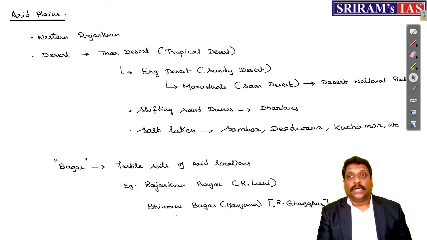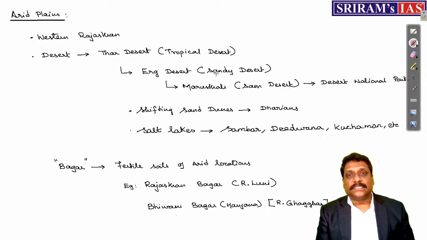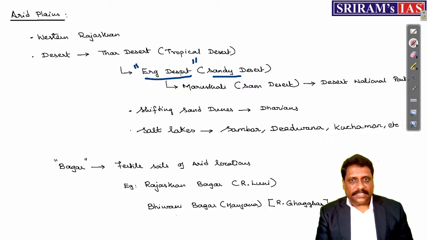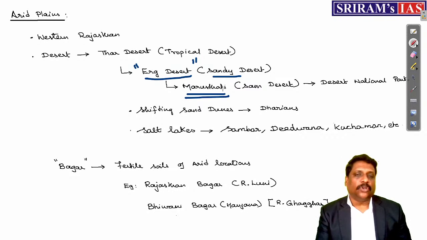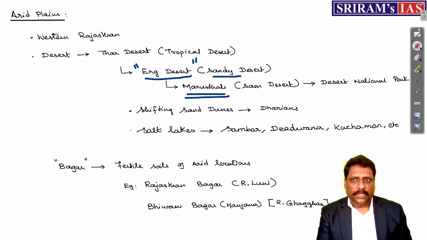In that way, Thar desert is a sandy desert. Technically, we call them as what? Erg desert. And this sandy desert, my dear friends, locally in Rajasthan, you call them as what? Marusthali or Marusthal. Right. The finest example, we have this Sam desert, where we have this desert national park itself located.